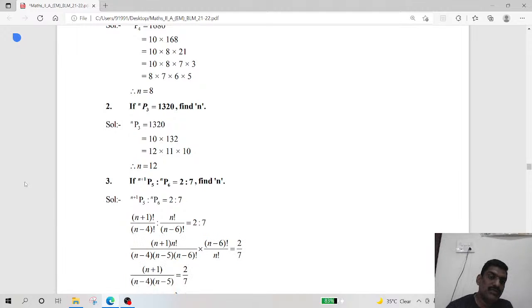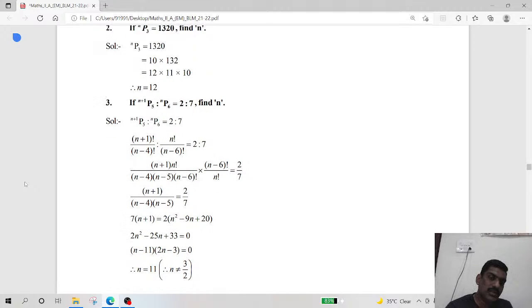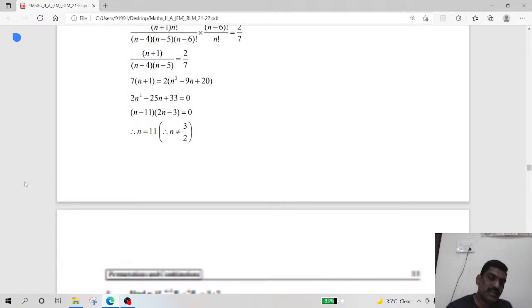Next, the ratio of (n+1)P5 to nP6 is 2 to 7. Find n. Just write the formulas directly. What is (n+1)P5? (n+1) factorial divided by (n-4) factorial, and nP6 is n factorial divided by (n-6) factorial, in the ratio 2 to 7. If we simplify that, what do you get? We get n is equal to 11.